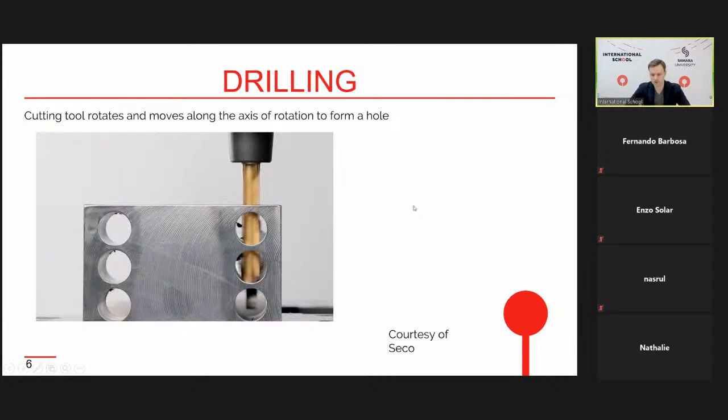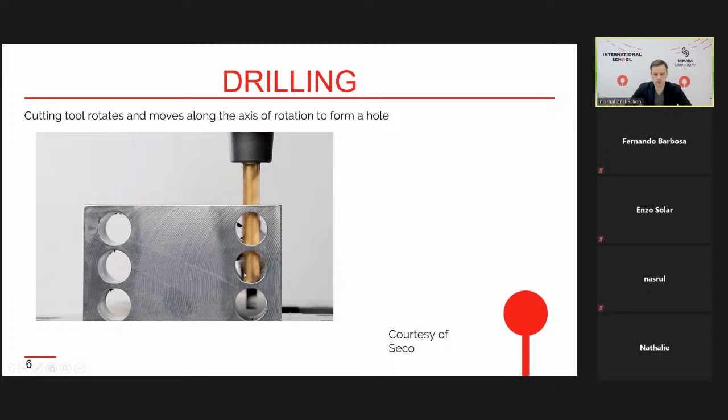Next process is drilling. In the drilling process, the cutting tool rotates and moves along the axis of rotation to form the hole. So this is the cutting tool, which is called a drill. The cutting tool is clamped in the tool holder. This is a thermo shrink tool holder.